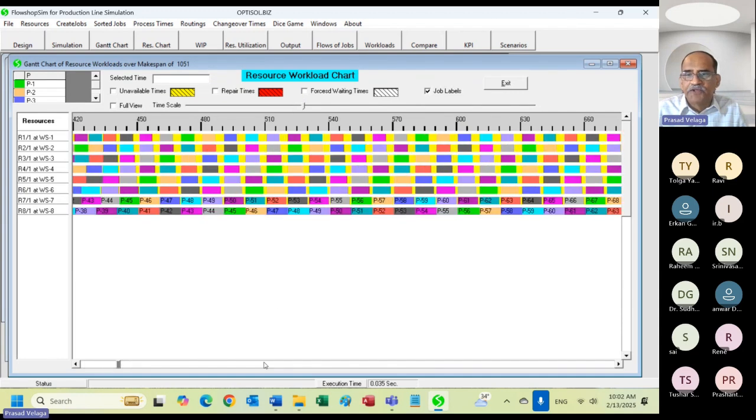I'm seeing the resource view. You could see after a while, the faster machines will be waiting for pieces. The yellow segment shows the waiting time of the resources. So because they're faster, they're waiting for a longer time.